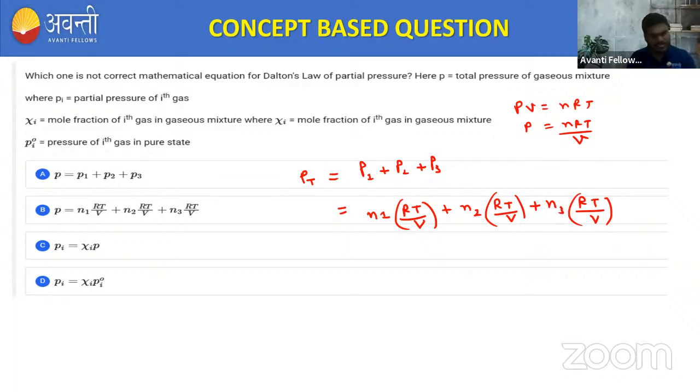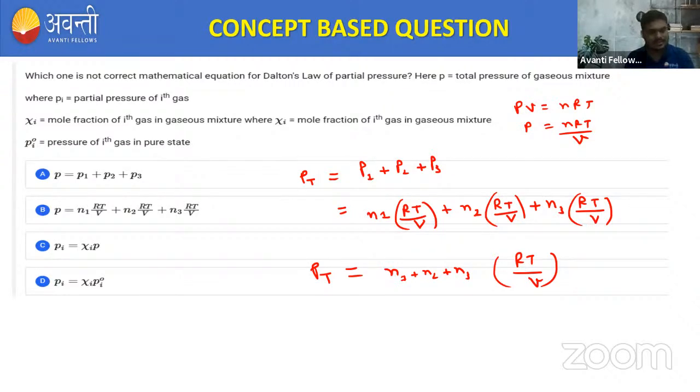Now, when you actually did this, what you get to know is n1 plus n2 plus n3, because all are common RT upon V. So this is the expression for Dalton's law, right? This is the correct expression for Dalton's law. So which one of them is not the correct one? You have to identify which of the following is not the correct definition.